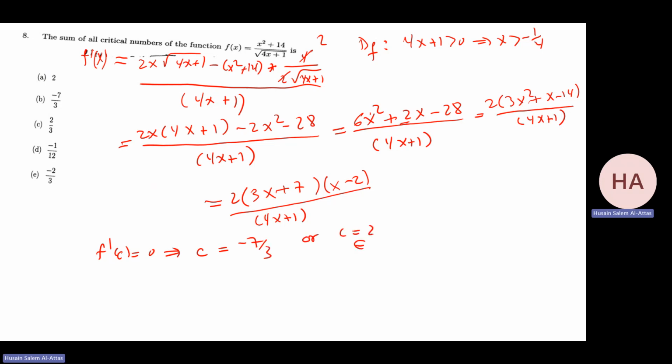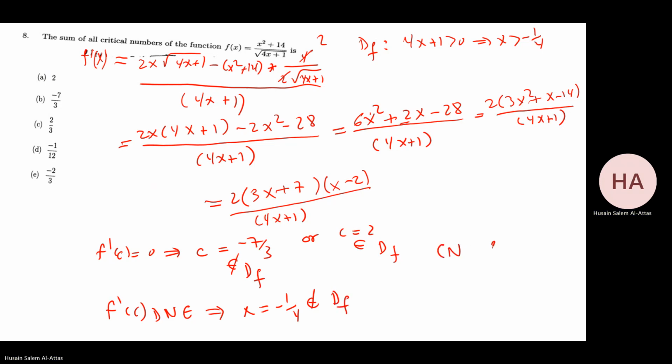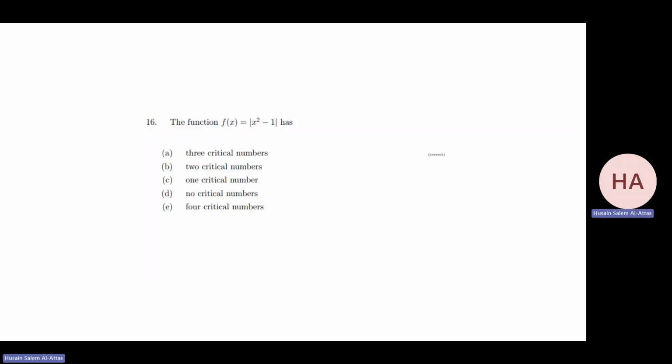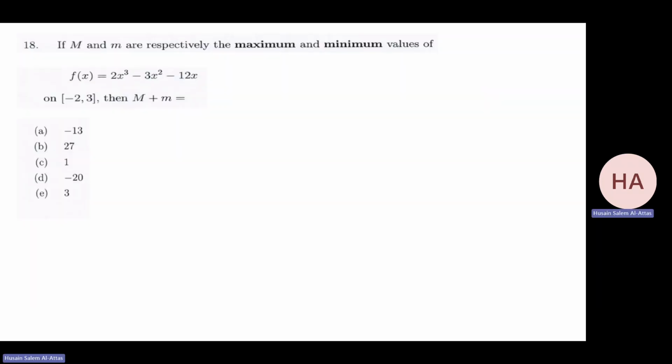This is the interval, the domain of f. This one does not belong to the domain of f, which is greater than minus 1 over 4. F prime of c does not exist: I said x equals minus 1 over 4, which does not belong to the domain of f. So the only critical number is c equals 2. That's the set of all critical numbers for this function.